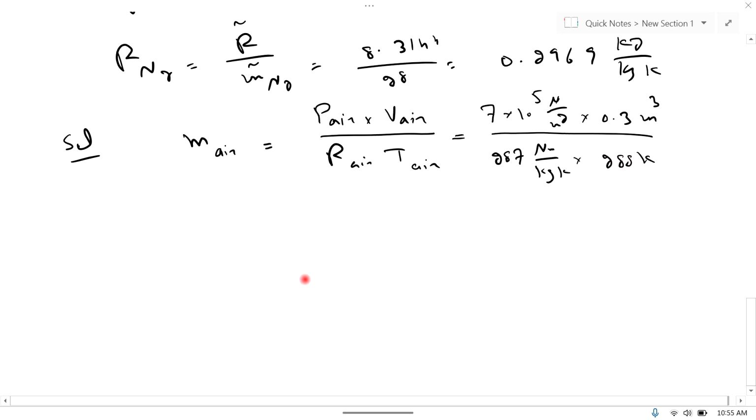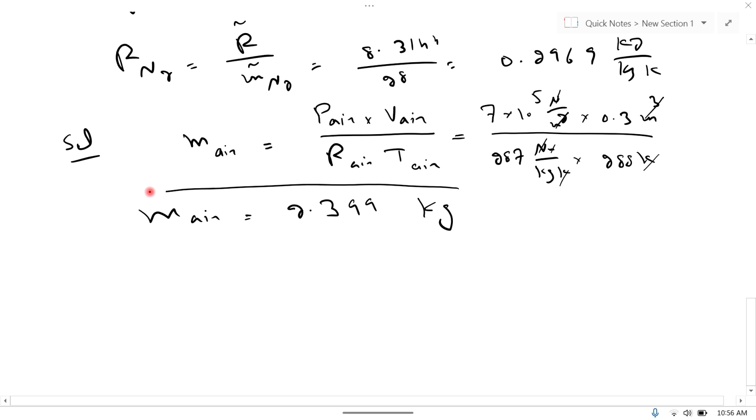Now simplify this and find the mass of air. Newton will be cancelled with Newton, meter square times meter will be cancelled with meter cube, Kelvin is cancelled with Kelvin. So the unit is kilogram, and simplifying this value gives 2.399 kilogram.